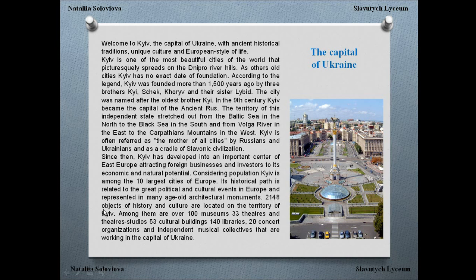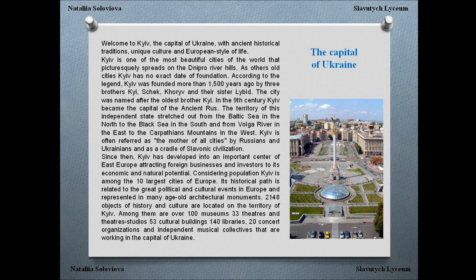2,148 objects of history and culture are located on the territory of Kiev. Among them are over 100 museums, 33 theaters and theater studios, 53 cultural buildings, 140 libraries, 20 concert organizations, and independent musical collectives that are working in the capital of Ukraine.